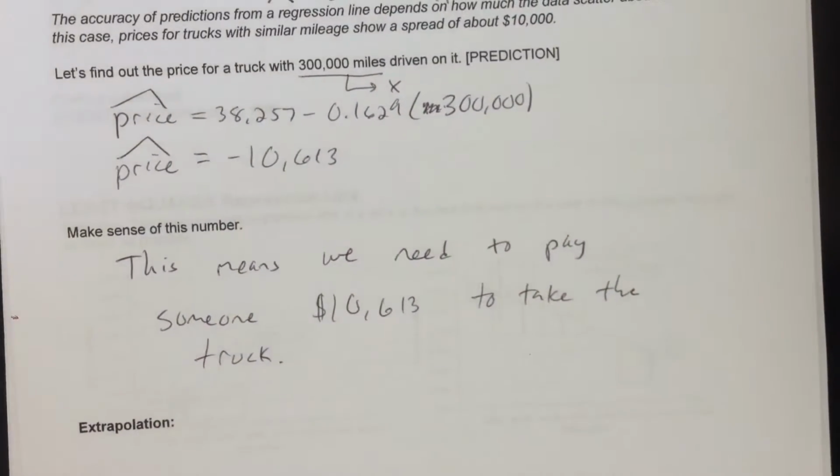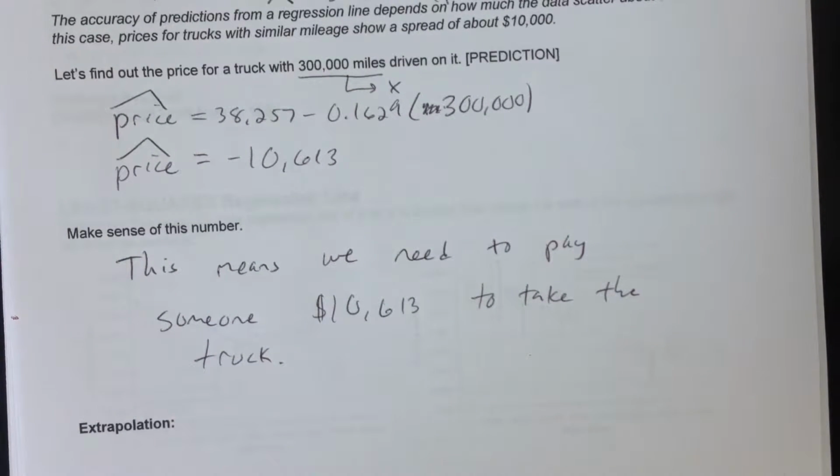Think about that. I want to sell my truck. In order to get rid of it, I'm going to pay someone approximately $10,000 to take the truck from me. That doesn't make a whole lot of sense. And the reason it doesn't is because we extrapolated too far. We went too far outside the realm of the data, and therefore we have an answer that doesn't make any more sense than nonsense. So we have to be careful about what's called extrapolation.